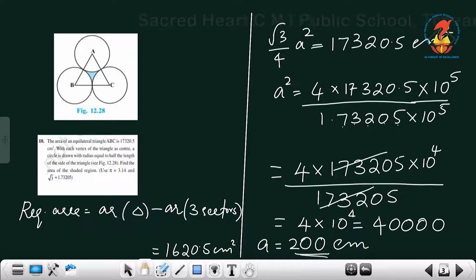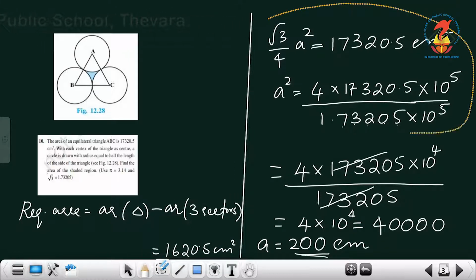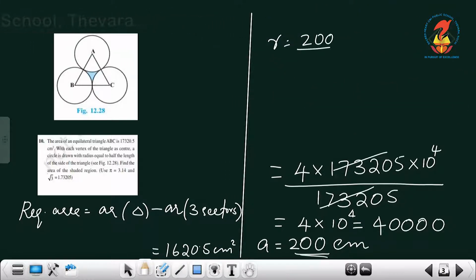Then what is the radius? Equal to half the length of the side. So, length of the side we got as 200 centimeter. So, what about the radius? Half of 200. Radius is equal to 200 by 2, which is equal to 100 centimeter.